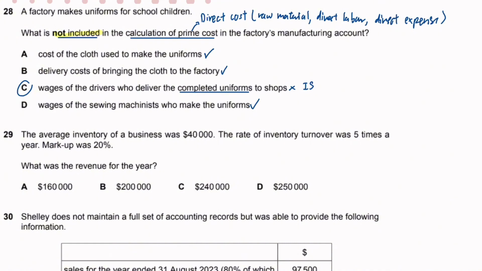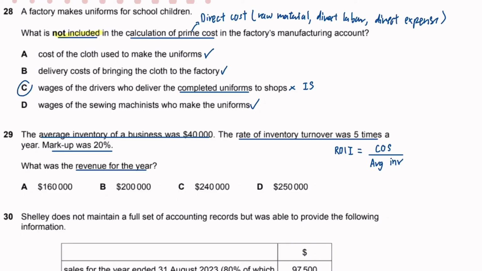Okay, question 29. The average inventory of a business was 40,000. The rate of inventory turnover was 5 times a year. Markup was 20%. What was the revenue for the year? So for this one we need to use two formulas. First one, the rate of inventory turnover is cost of sales divided by average inventory. This is the first formula we need to know.